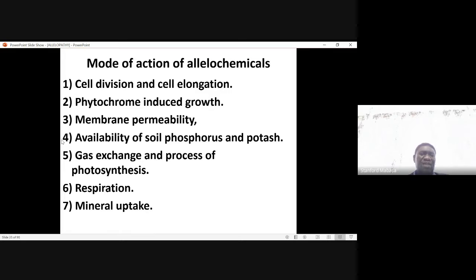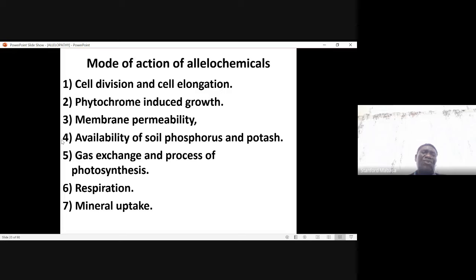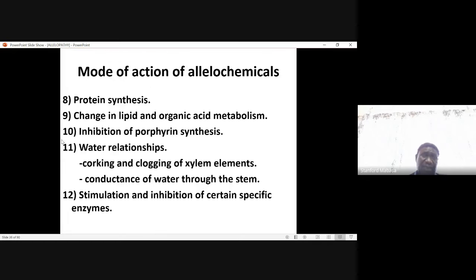7 and 4 could be associated. Here you can see I'm not giving actually examples, because I think it is in this area where there's a lot to do. A lot needs to be done actually in terms of research. Protein synthesis is also thought to be affected. Change in lipid and organic acid metabolism.